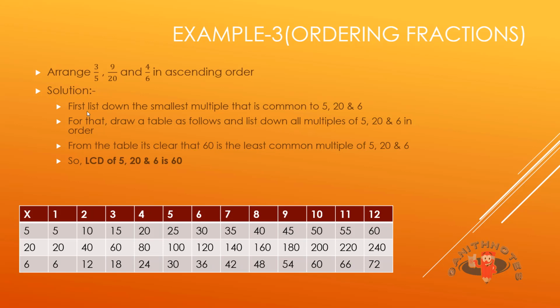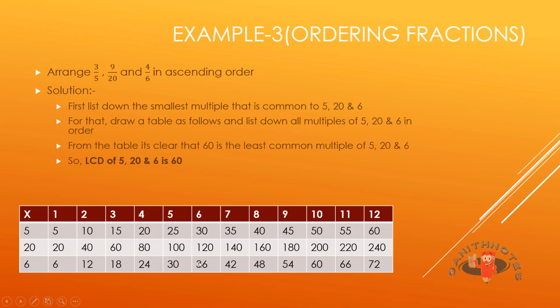So now you have 3 numbers. The first fraction has the denominator 5, the second fraction has the denominator 20, and the third fraction has the denominator 6. So now comes the table with all these 3 values, 5, 20 and 6 listed down, and I am going to find out the multiples of these numbers till a particular point. The multiples of 5 are listed in the first row, the multiples of 20 in the second row, and the multiples of 6 in the third row.